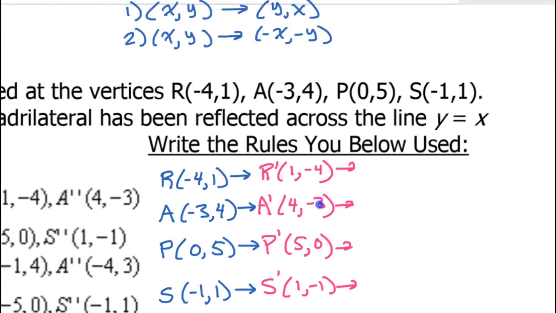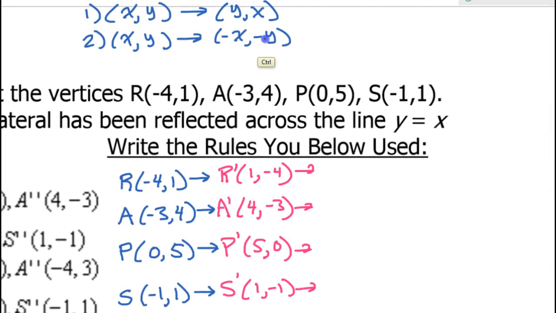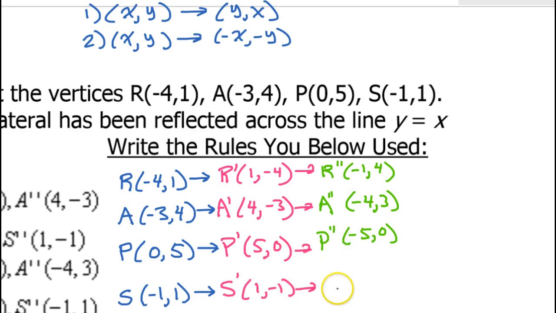Now is when we will do our rotation of 180 degrees. And that's where you simply change the signs. So that will give me R double prime. I'm just going to change the sign. So this will be (negative 1, positive 4). A double prime is going to be (negative 4, positive 3). Simply change the signs. P double prime should be (negative 5, 0). The opposite of 0 is still 0. And S double prime should be (negative 1, positive 1). I just changed all the signs. And this should be the final answer.